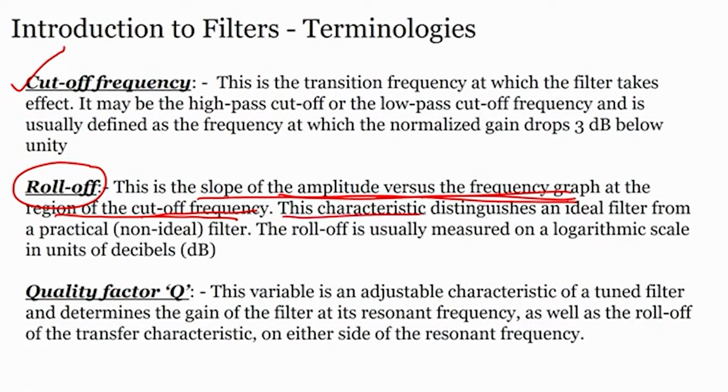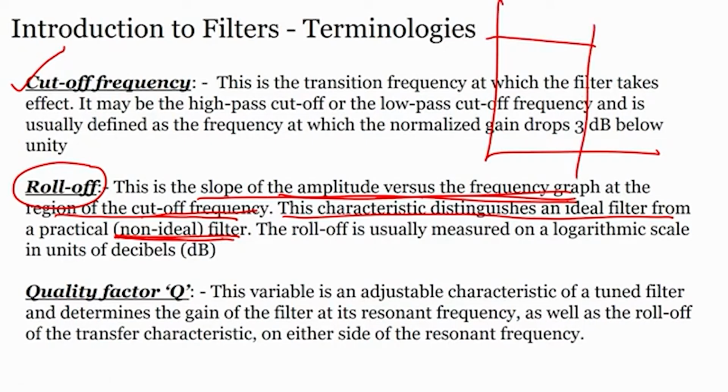This characteristic distinguishes an ideal filter from a practical or non-ideal filter. An ideal filter should have a sharp transition, right? Practical filters may not have a sharp transition. So this roll off distinguishes your ideal from practical, this is what it says.